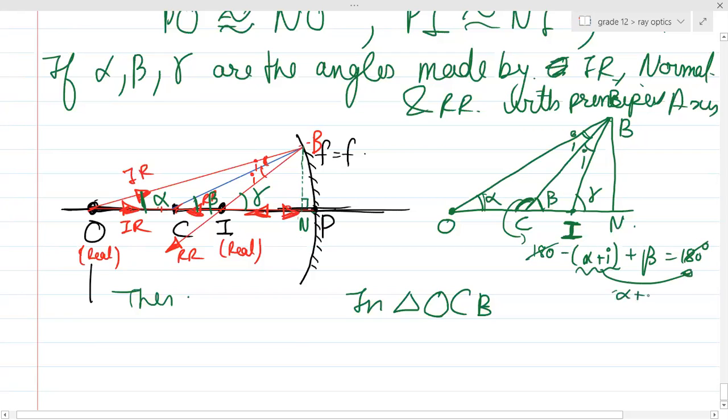So can you see over here alpha plus I is basically beta. This is basically your exterior angle theorem, that the sum of two interior angles is equal to the exterior angle of a triangle, right? Sum of two interior angles is basically equal to the external angle at the other vertex.